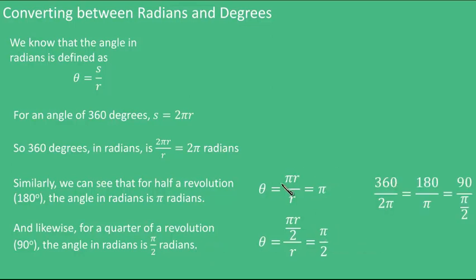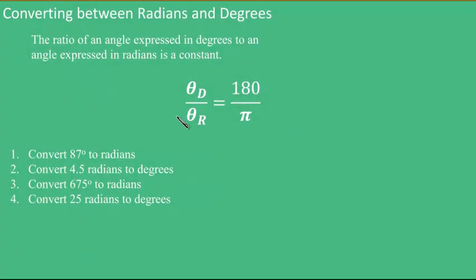So what is significant here is the fact that the ratio of the angle in degrees to the angle in radians is a constant. Notice that 360 corresponds with 2 pi, 180 corresponds with pi, and 90 corresponds with pi over 2. All of these are equal. 360 over 2 pi is the same as 180 over pi, is the same as 90 divided by pi over 2. So this leads us to this relationship, that the angle expressed in degrees divided by the angle expressed in radians is a constant and equal to 180 over pi.